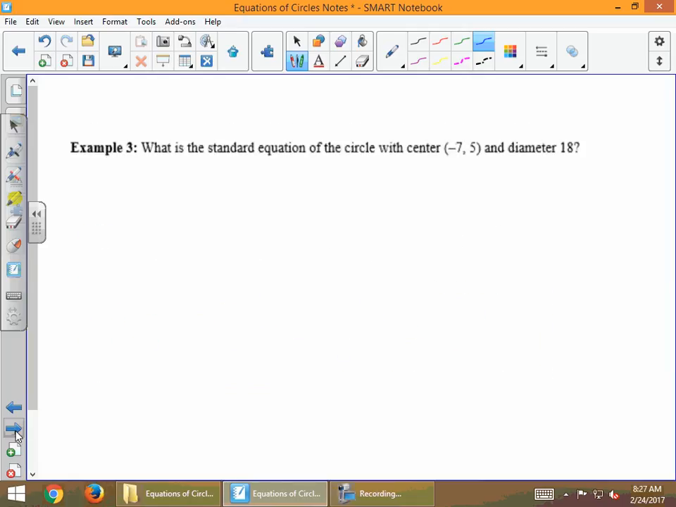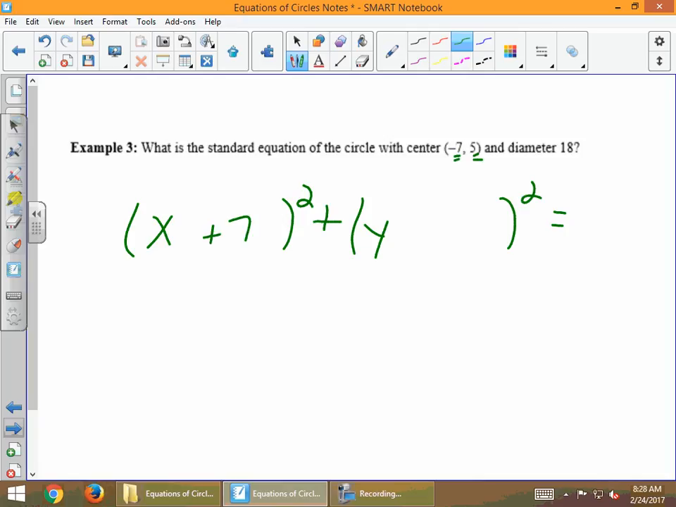This next example, again, we're going to write an equation of a circle in standard form with a center of -7, 5 and the diameter is 18. Go ahead. Right there, skeleton. This is x, this is y. X value is a -7, change the sign to +7. Y value is a +5, change the sign to a -5.